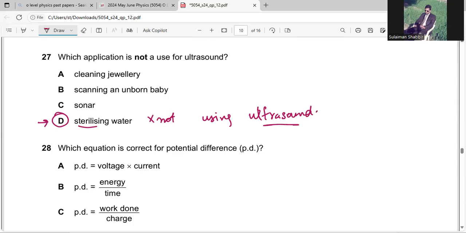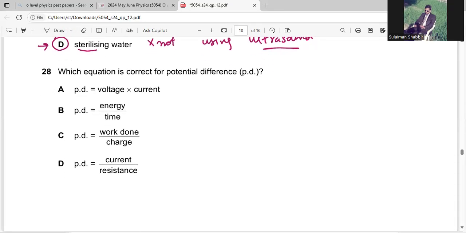Which equation is correct for the potential difference? Potential difference is work done over charge. I think option C should be fine, because I know that potential difference is work done per unit charge while charge is passed through an electrical component of the electrical circuit. So this is the potential difference.